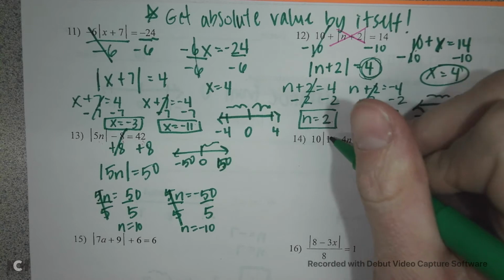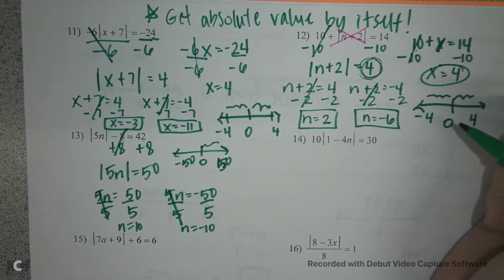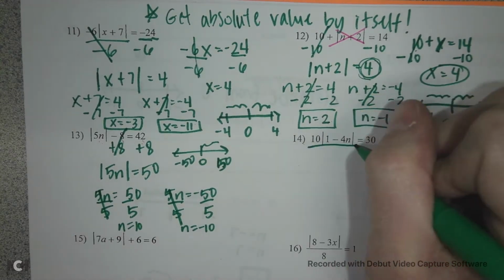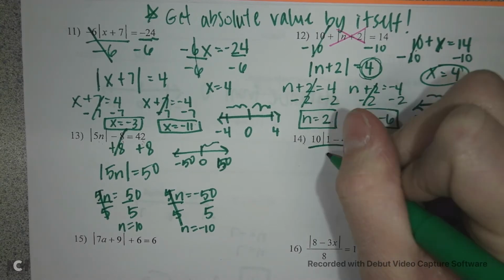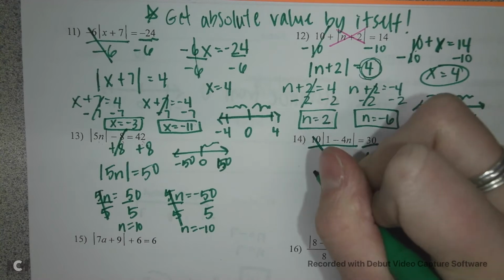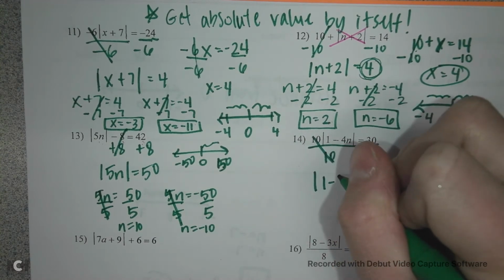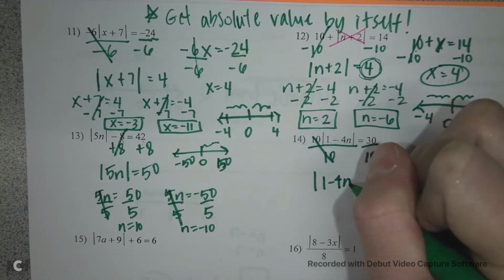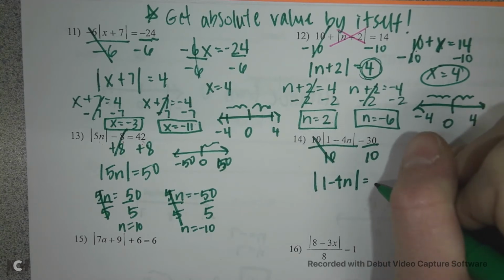There's a number in front that's getting multiplied by your absolute value. We're trying to get the absolute value by itself, so we're going to do the opposite. The opposite of multiply is divide. What I do to one side, I must do to the other. Then I have the absolute value of negative 1 minus 4n equals 3.